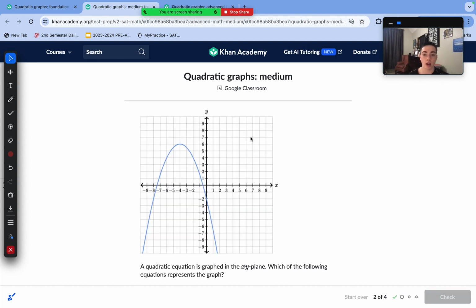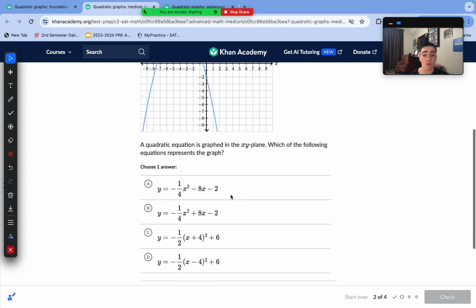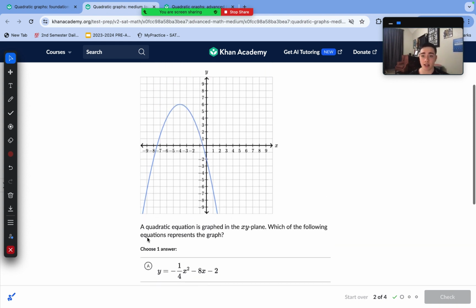On to this next question. We are given a graph and we're trying to find the equation to represent the graph. With these, I highly recommend we just put each of these equations into Desmos, then we see which of them matches this graph exactly. It would have, for example, the coordinate pair (-4, 6), would have the zeros of -7.5 and -0.5.